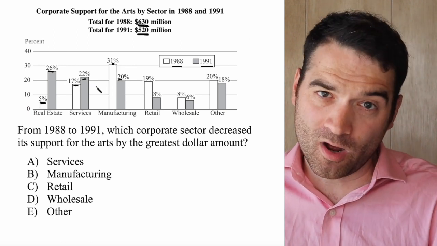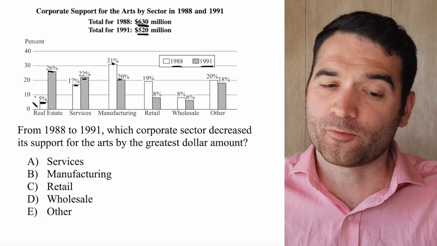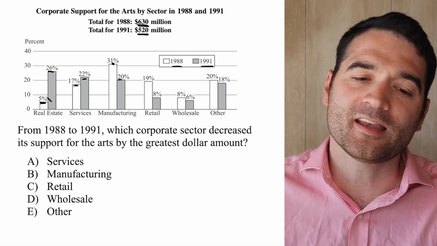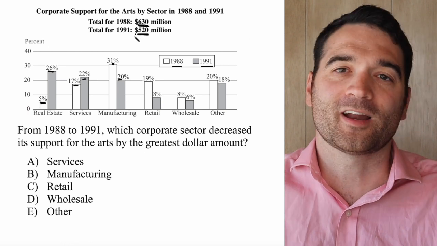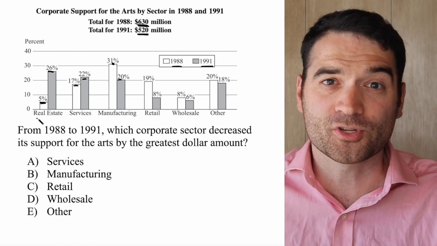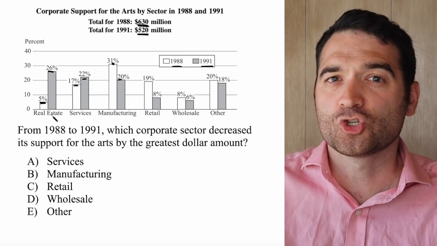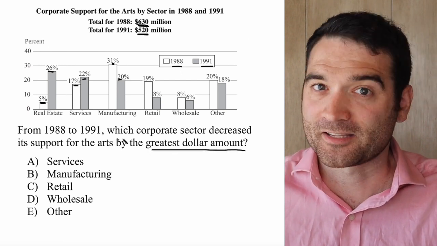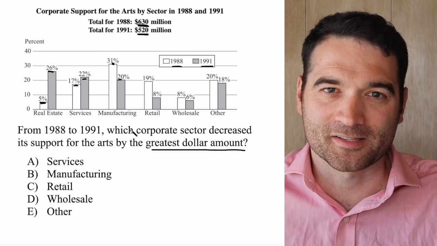So if we really wanted to, for each of these sectors, we could go through and say, okay, what's 5% of 630 for 1988? What's 26% of 520 for 1991? And then compare those numbers, and whichever one has the greatest total decrease, the greatest dollar decrease, that's going to be the winner, or the loser, as the case may be.